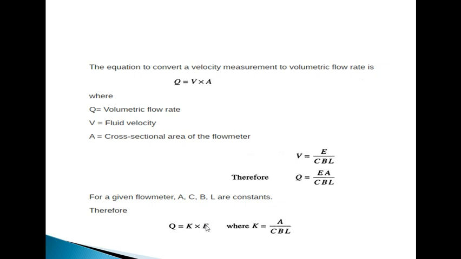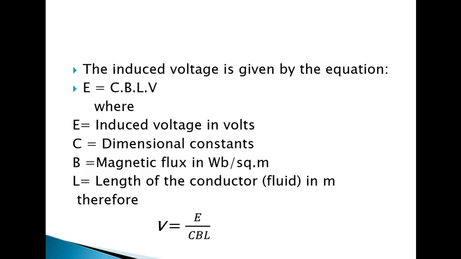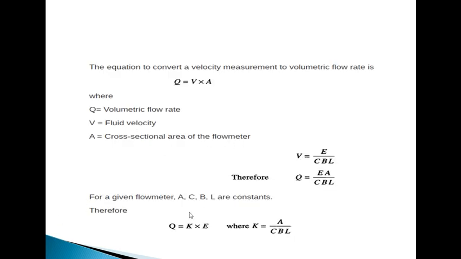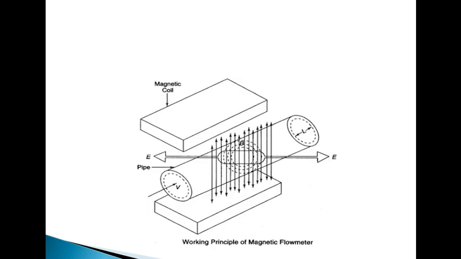Voltage. There is a relation between this voltage and the flow. This E, the induced voltage in volts, directly gives you the value of Q, the volumetric flow rate. With the help of this equation we can obtain this. So I think you got this. This is very simple.